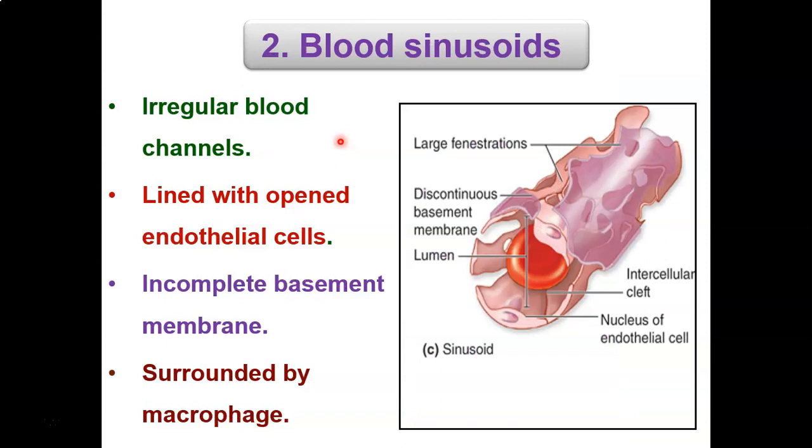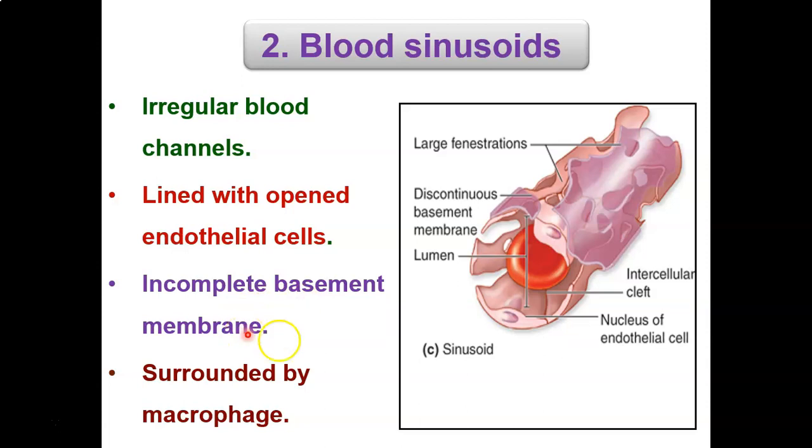The second component is the blood sinusoids. Blood sinusoids are irregular blood channels lined with opened endothelial cells. Look at this opening, this irregular opening. What is this opening for? You can guess. Yes, this is for the escape of the mature cells from the bone marrow to the blood. Number 3: incomplete basement membrane.